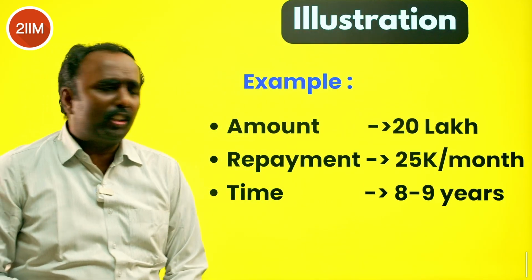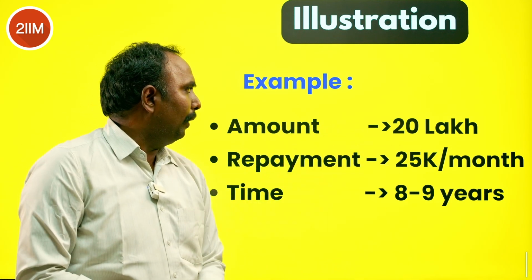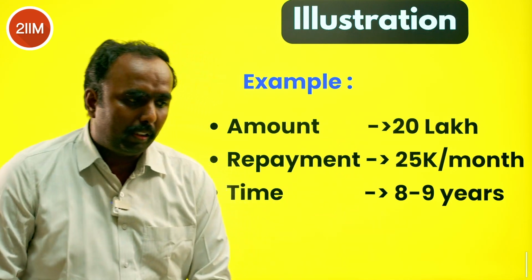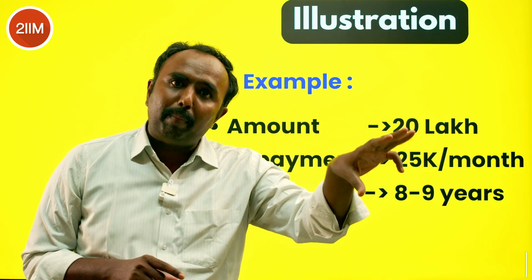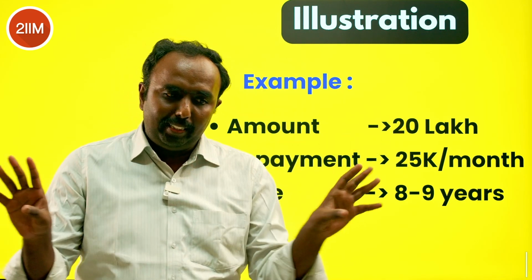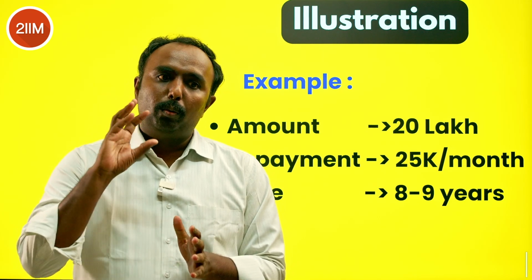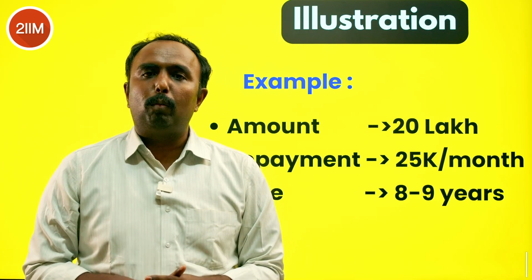This is just a small illustration. Assuming you got 20 lakh and you are able to repay 25,000 per month, and the time is 8 to 9 years. So you will be able to repay it in this period. Now, should I fix it at 25,000 per month, or should I repay it over 10 or 15 years? Nothing has a standard answer. Here, always ensure you put some 15 to 20% in your savings first, because that is the most important thing.